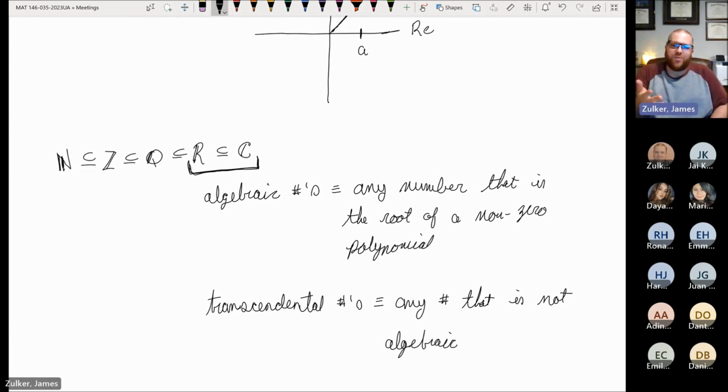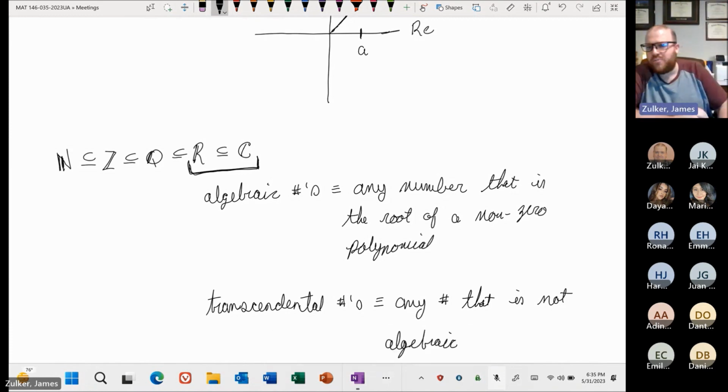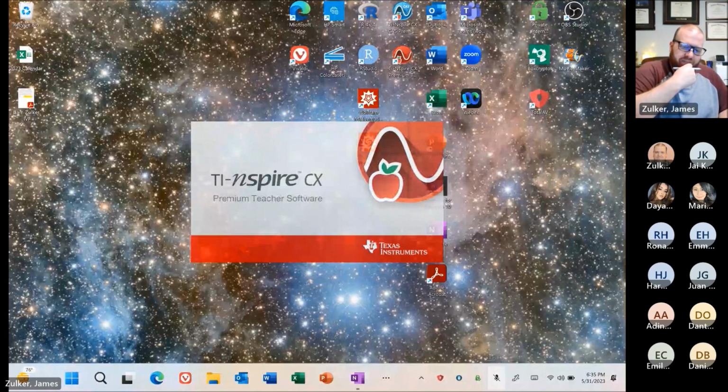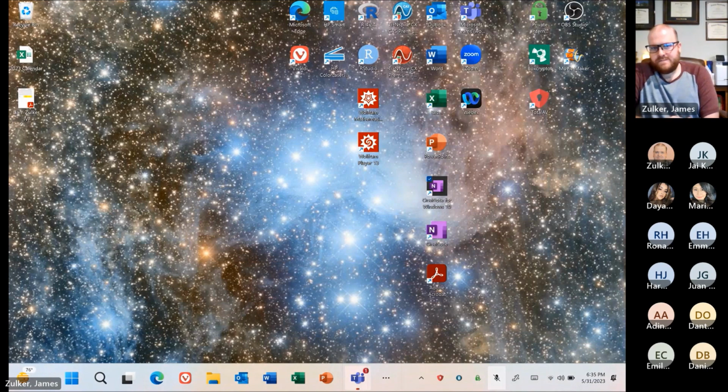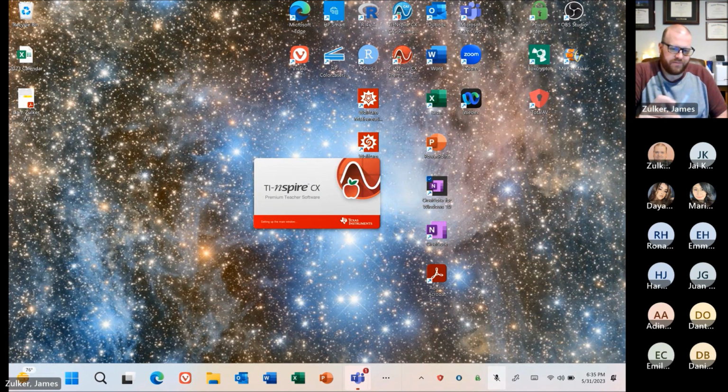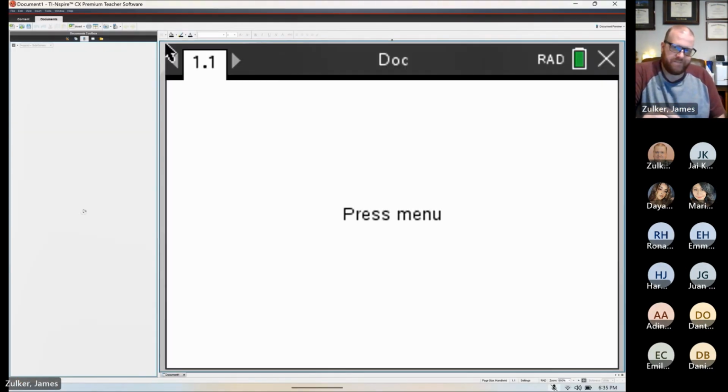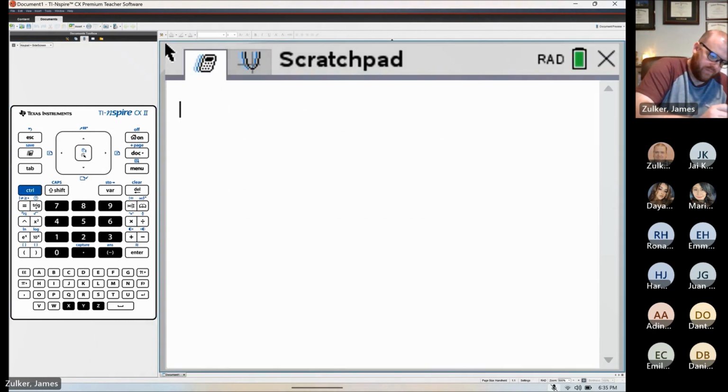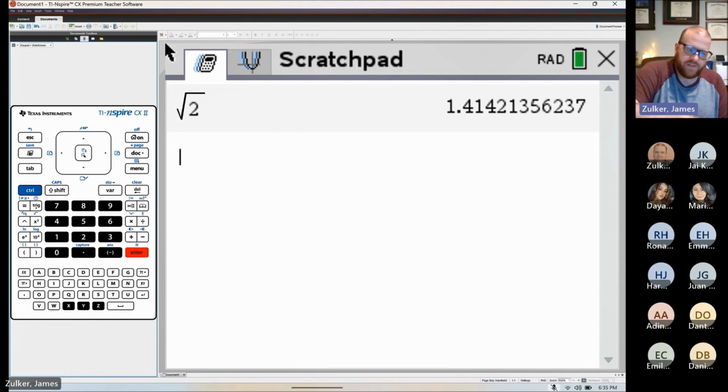So again, square root of 2 is irrational. Square root of 3 is irrational. The decimal places are infinite and they do not repeat. I can show you the problem. If I put in square root of 2, it looks like it terminates. But it doesn't, right? The calculator just can't put out more than that.